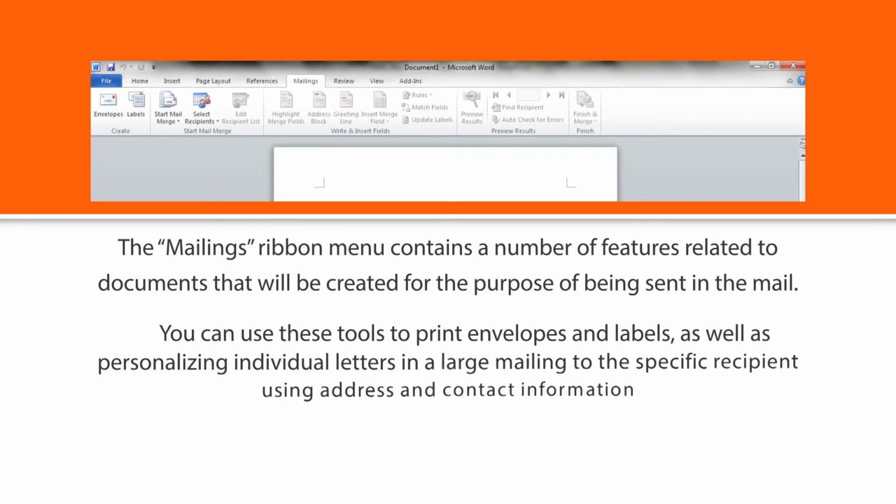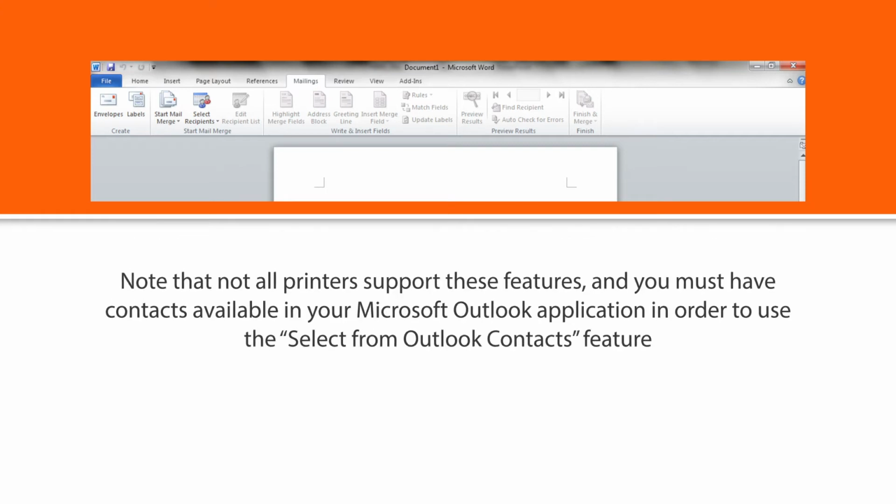You can use these tools to print envelopes and labels, as well as personalize individual letters in a large mailing to the special recipient using address and contact information. And we have to note that not all printers support these features, and you must have contacts available in your Microsoft Outlook application in order to use the select from Outlook contacts feature.